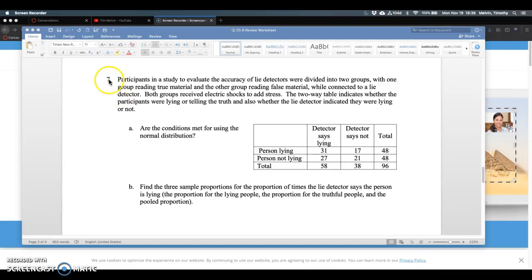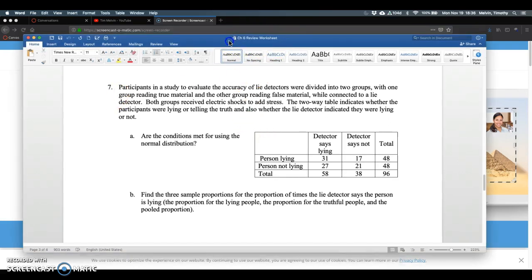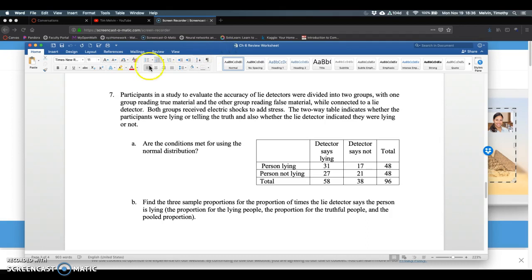Well, in this video, I want to look at example number 7 in the Chapter 6 review worksheet we've been going over in this video series. In this one, participants in a study evaluated the accuracy of lie detectors. They were divided into two groups, with one group reading true material and the other group reading false material, all while connected to a lie detector machine. And both groups received electric shocks to add stress.